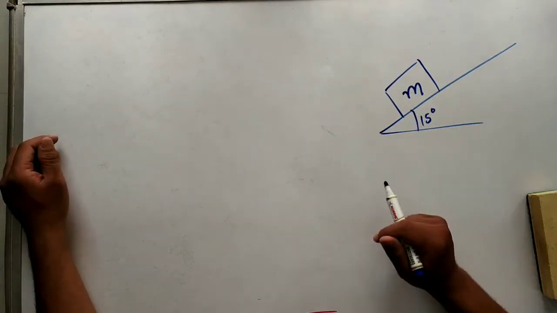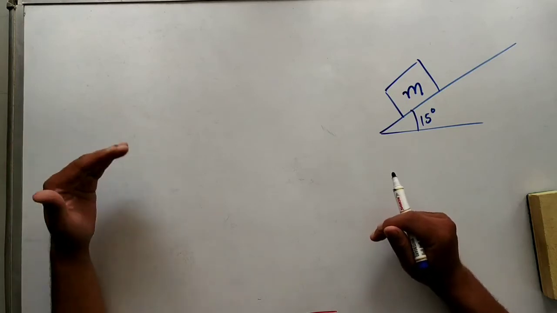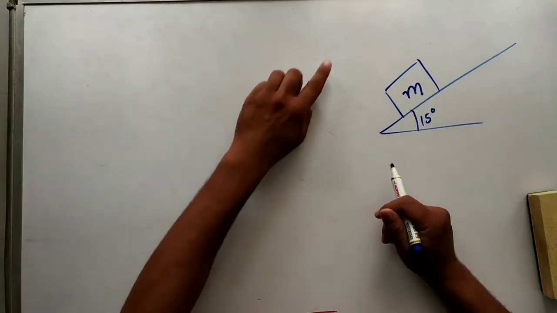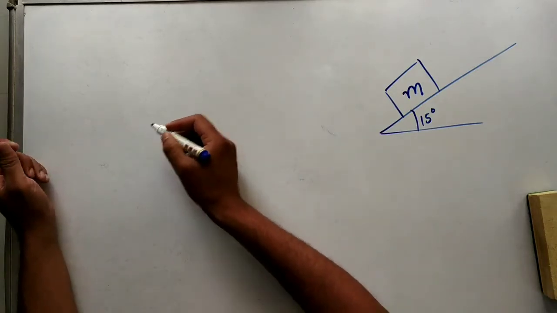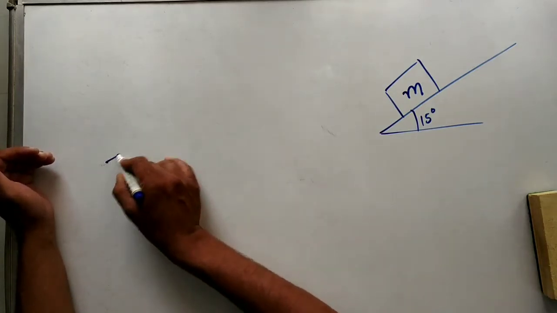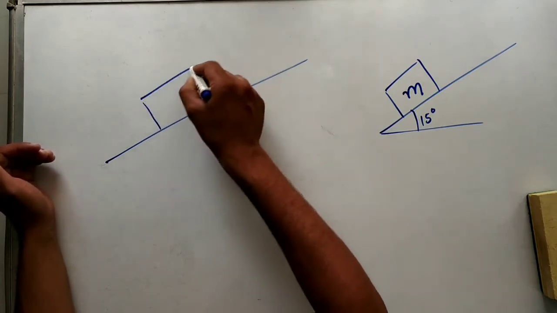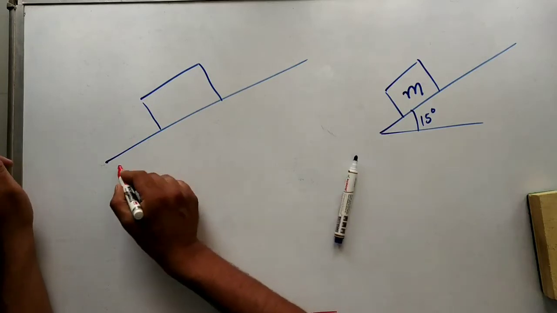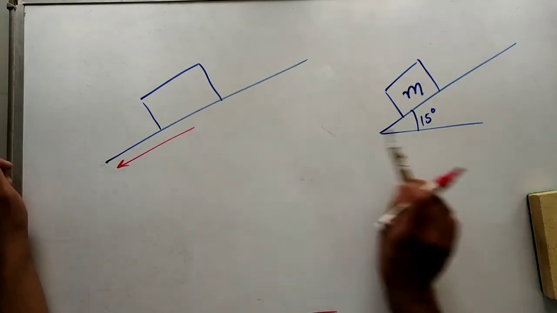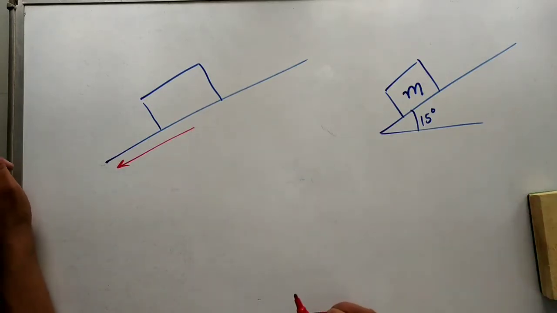So the key to the problem is you need to understand the direction of friction acting on the body when it goes up and when it comes down. So when the body goes up, the friction acts downwards.